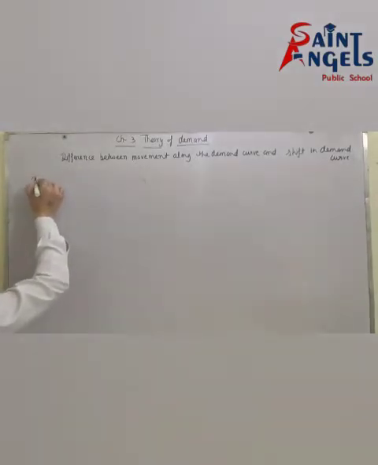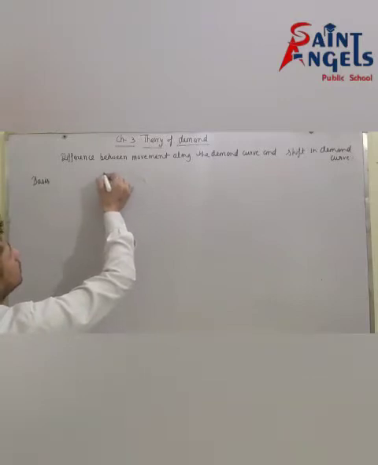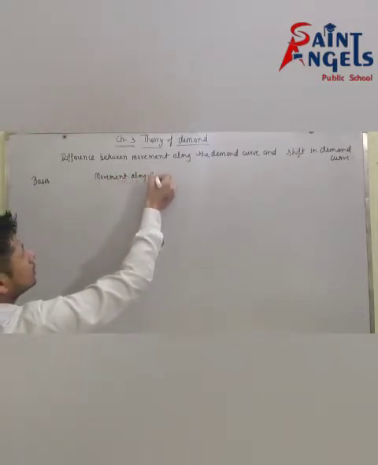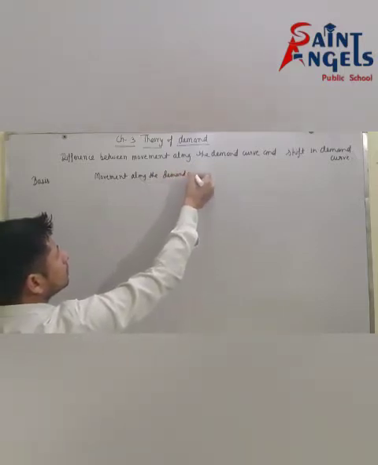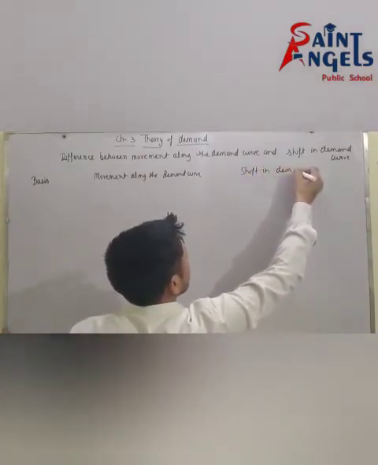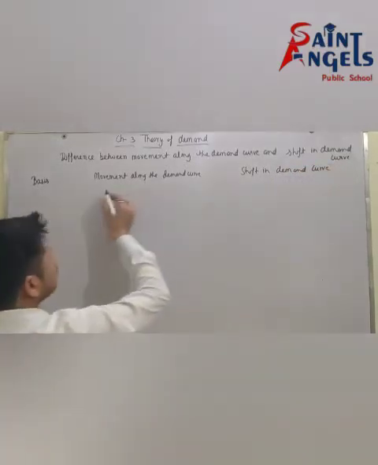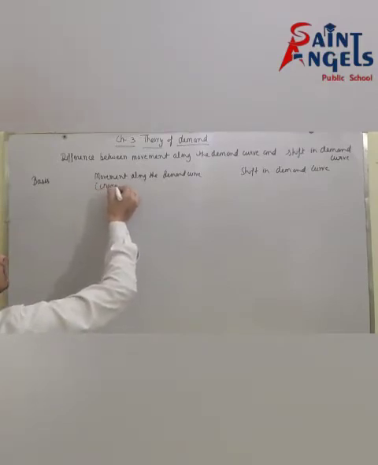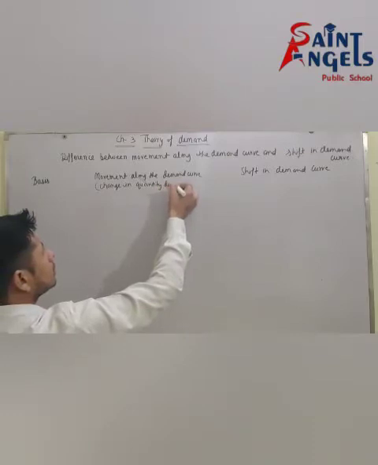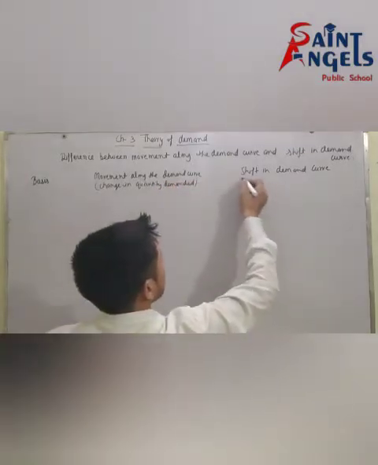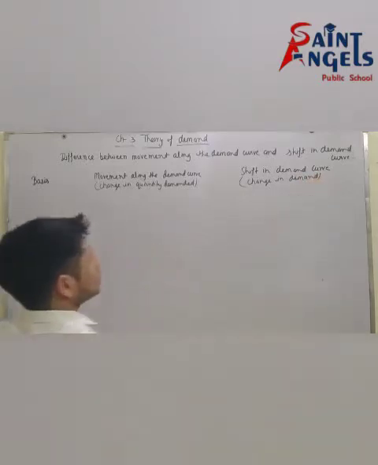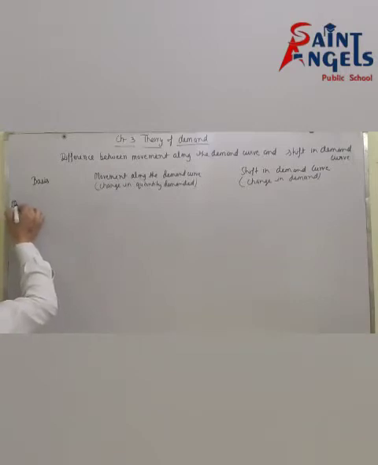First of all, you will write basis. Basis, then movement along the demand curve, then shift in demand curve. Movement along the demand curve means change in quantity demanded, and shift in demand means change in demand. First basis is meaning.